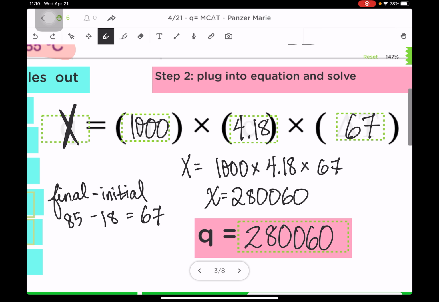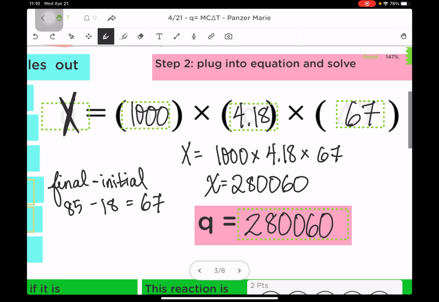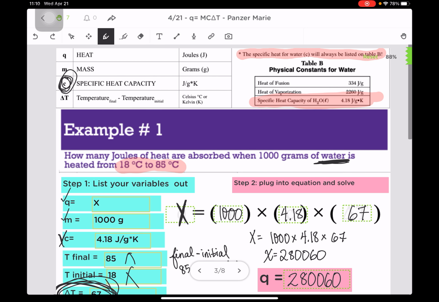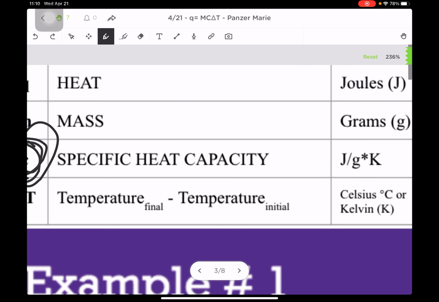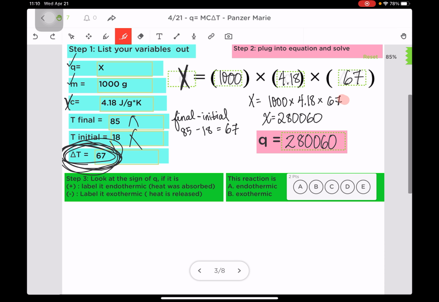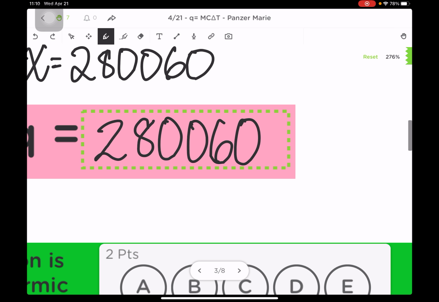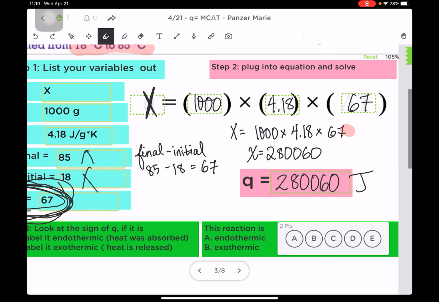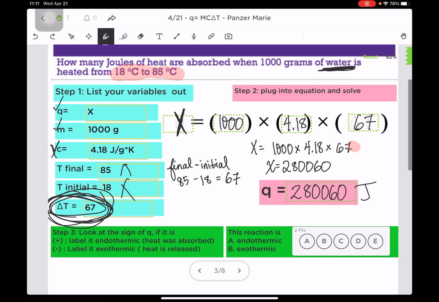Alright, and then my last thing I gotta do: Q equals 280,060 kittens? Question mark? Alright, Q. What is my units for Q again? I forgot. Oh, okay, they're right here. Joules. Great. So make sure you are including your units. Right, so I have my answer. Okay, all worked out. Good.